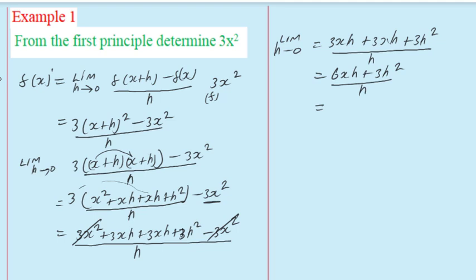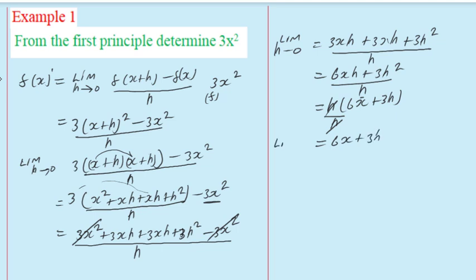In our case, we take h outside because it's common, so I have h times 6x plus 3h, then I divide by h, this one. So h is divisible, so we can divide that one by h, and then we have 6x plus 3h.